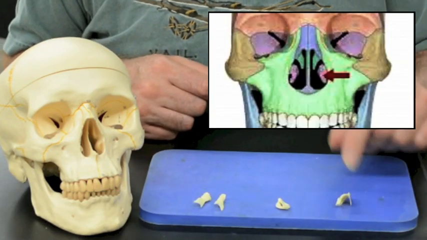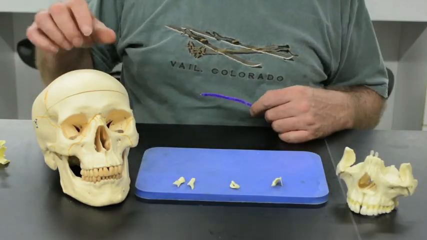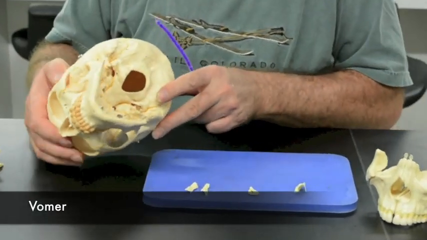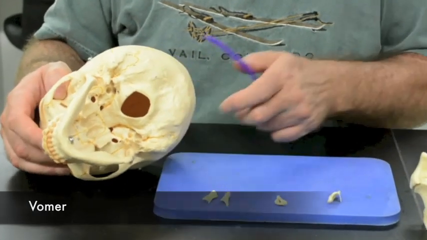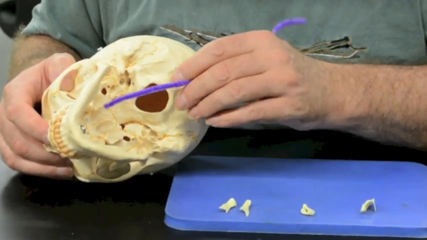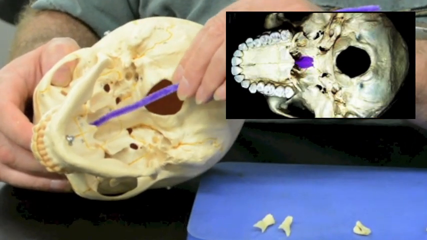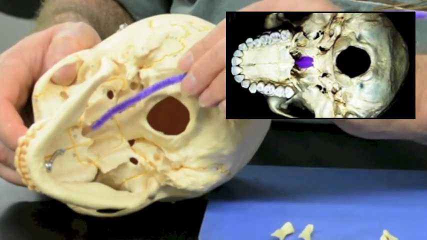The last facial bone that we're going to talk about is the vomer, and the vomer forms the posterior and inferior portion of the nasal septum, and we can see it right in here.